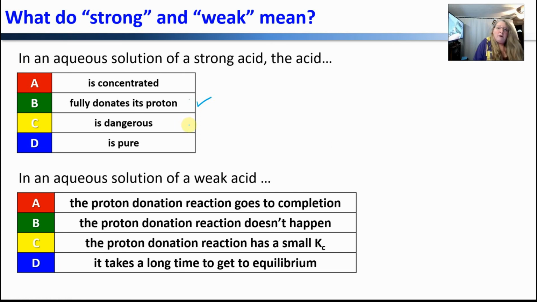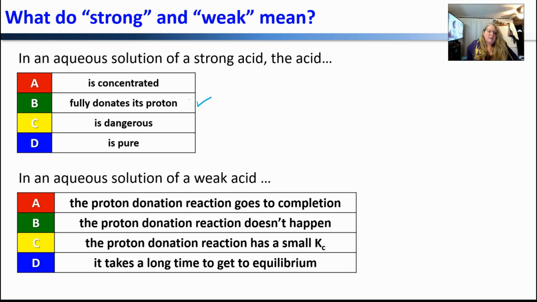Dangerous? Some of them are. Some of them aren't. If I have something really dilute, stomach acid, HCl, that lives in your belly, thankfully, it's not dangerous for the most part. Unless you get an upset acid belly, then it might not be as dangerous as it is bothersome. Or pure? No, pure, definitely not, because we put acids into water in order to get our reactions to go in most cases. So that's not the case. So it is indeed that we consider it to be fully donating its proton.